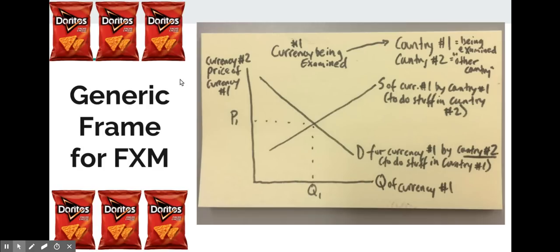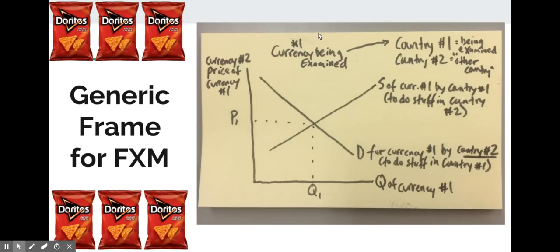This is a generic frame that you can use for any foreign exchange market scenario. We can see it's got the X shape of supply and demand, price, and quantity. So it's a familiar setup. I'm going to say that we have country one, which is the country that we're being asked about, and country two, which is the other country or the foreign country.